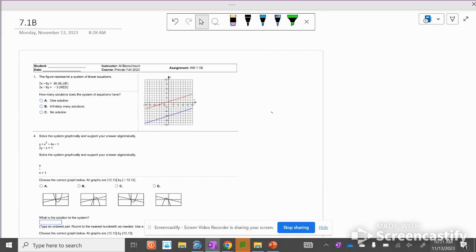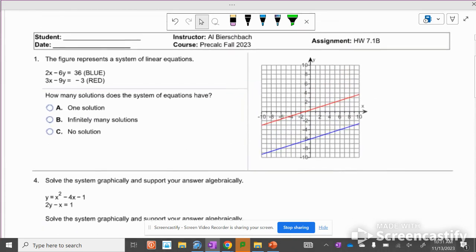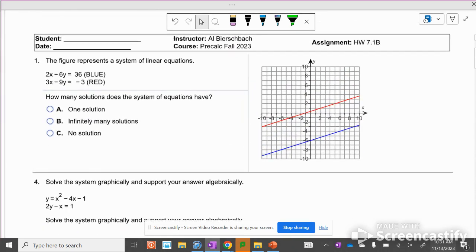All right, here we are. Looking at these two equations. Do these look like they have one solution, infinitely many solutions, or no solution? No solution because they do not intersect.